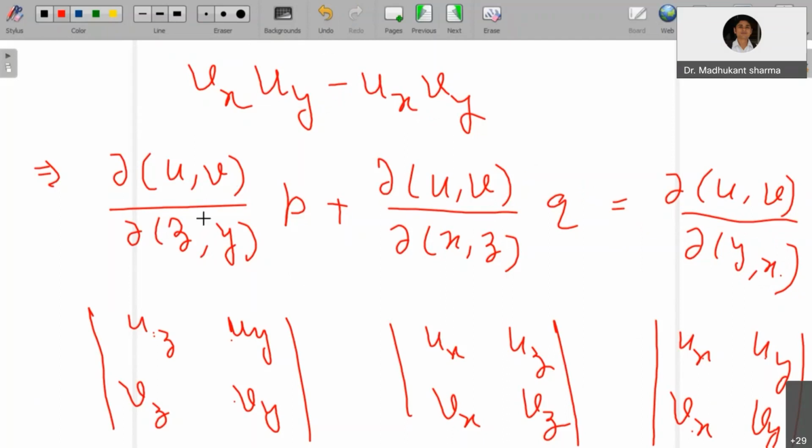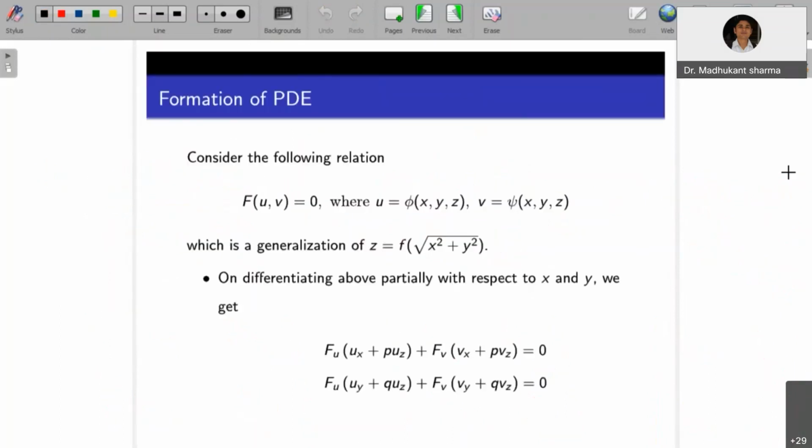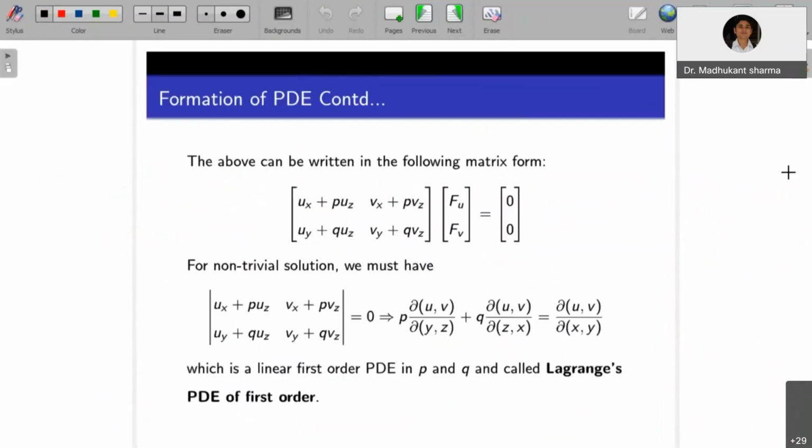So this will be the associated partial differential equation corresponding to that general solution. I can also verify it with any problem. So we have done all these things. That's fine. Now this equation is called Lagrange's PDE of first order. This equation is known as Lagrange's PDE of first order.